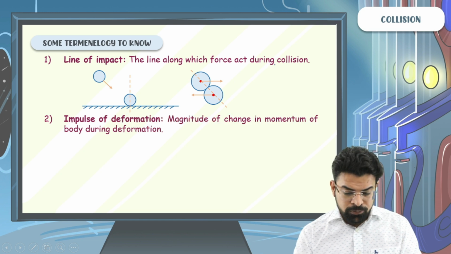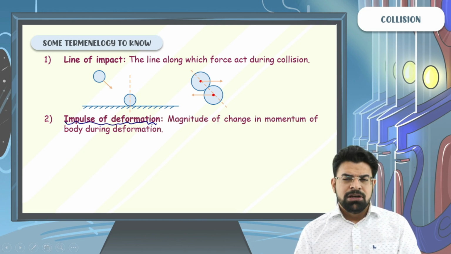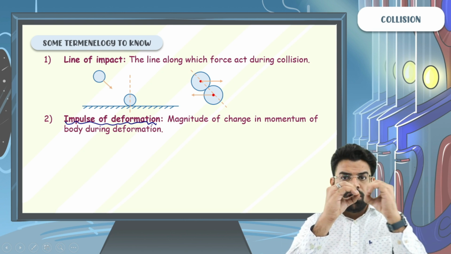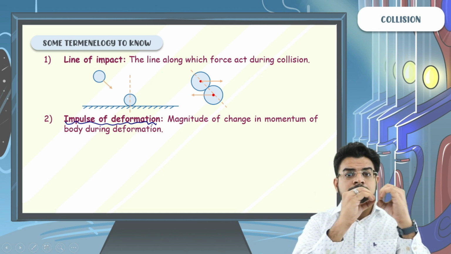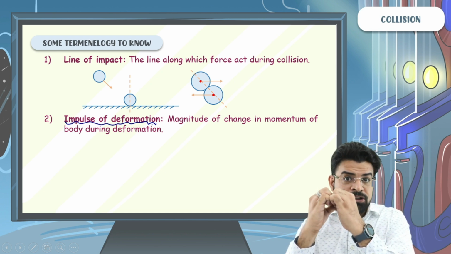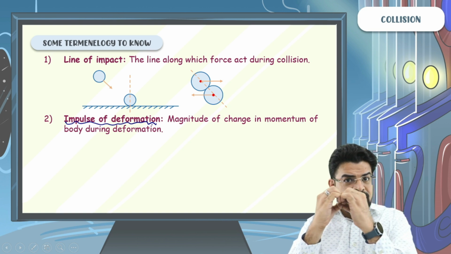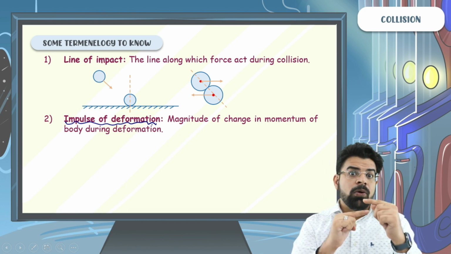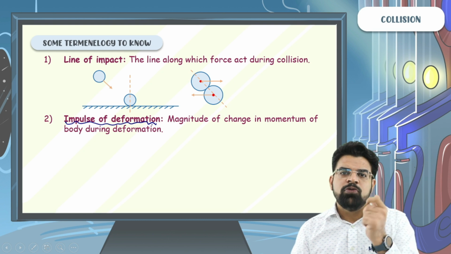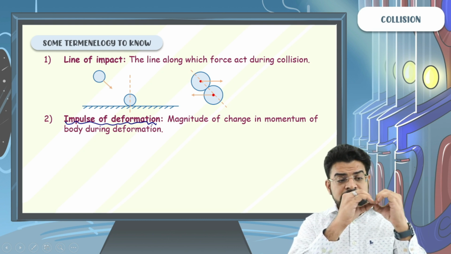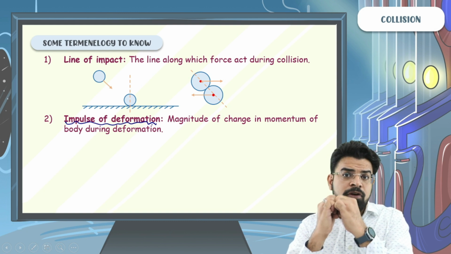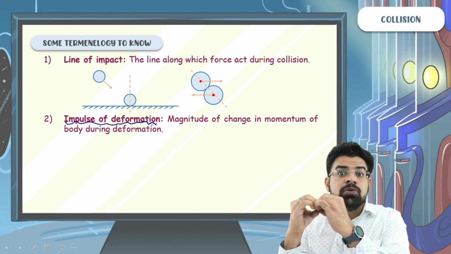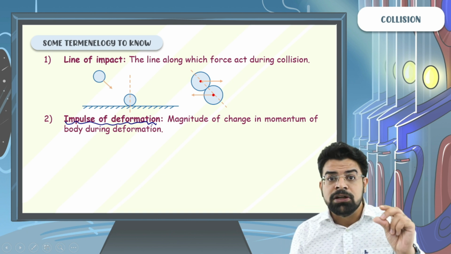The next term you should know is impulse of deformation. So what is impulse? Change in momentum. When the bodies come into contact, after that the bodies deform. As the bodies deform, they apply force on each other. The force applied by the bodies on each other is equal and opposite, so the change in momentum of both the bodies is equal and opposite. The change in momentum of the bodies is the impulse. Now, the change in momentum taking place during the process of deformation is called impulse of deformation, and the change in momentum of the bodies taking place during the process of reformation is called the impulse of reformation.